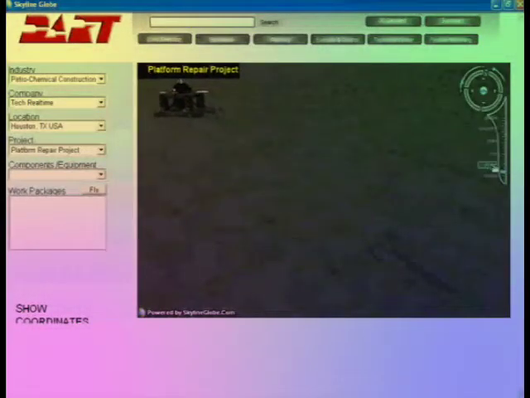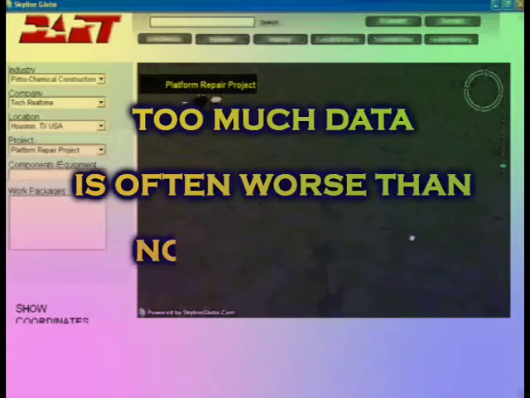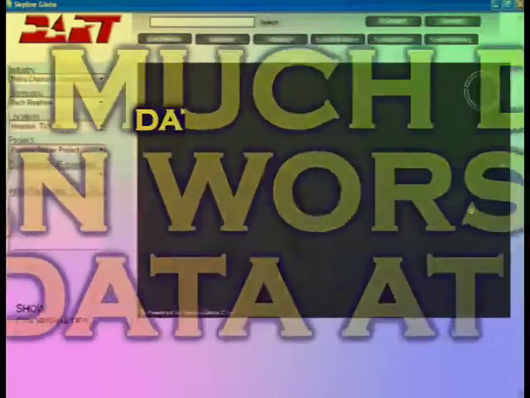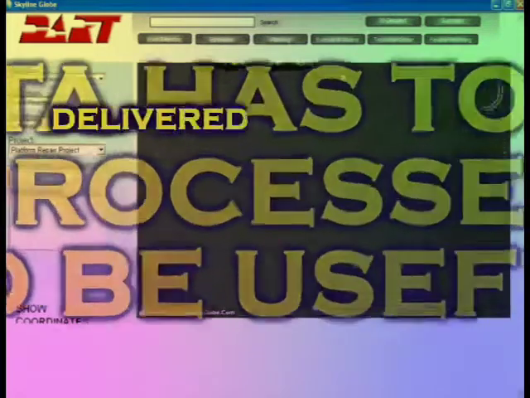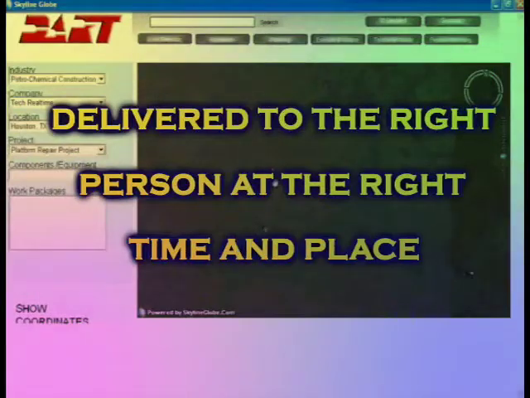This may not seem appealing to many managers. After all, too much data is often worse than no data at all. Data has to be processed to be useful, but even processing isn't enough. It must also be delivered to the right person at the right time and place.